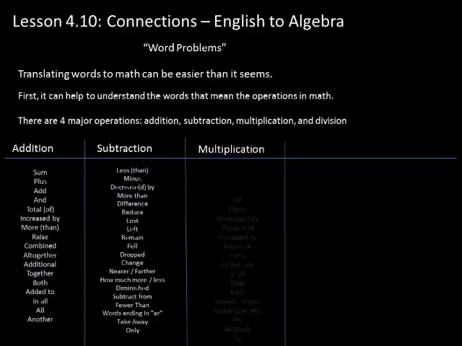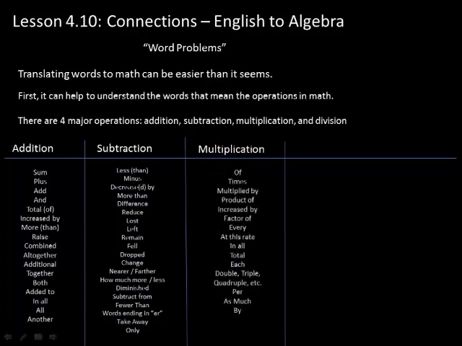You have multiplication words: of, times, multiplied by, product of, increased by. That can also mean addition, so again, you're going to have to take those in context. You have factor of, every, at this rate, in all, total, each, double, triple, quadruple, etc., which means multiply by 2, 3, 4, etc. Per, as much, and by. Of being one of the most common that you'll want to learn.